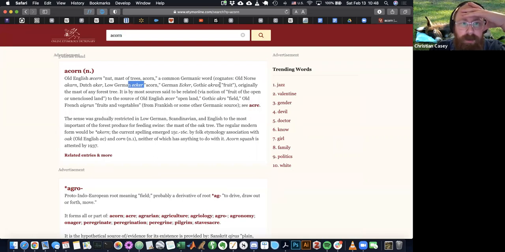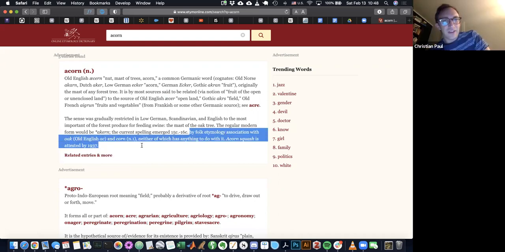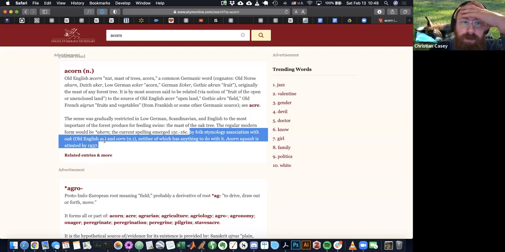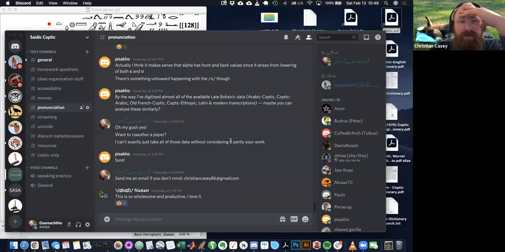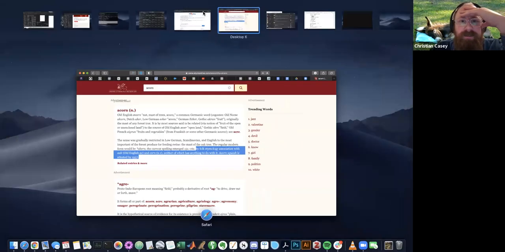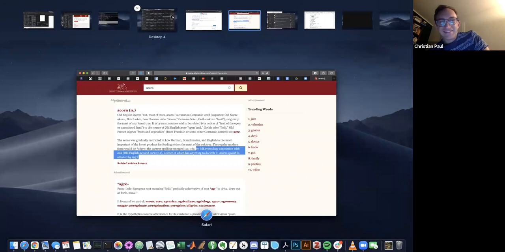From Gothic "akran," fruit, related to agriculture, "Acker," that root. Crazy. By folk etymology, association with oak, Old English "ac," and corn, neither of which has anything to do with it. It's like, ah, so unfortunate.